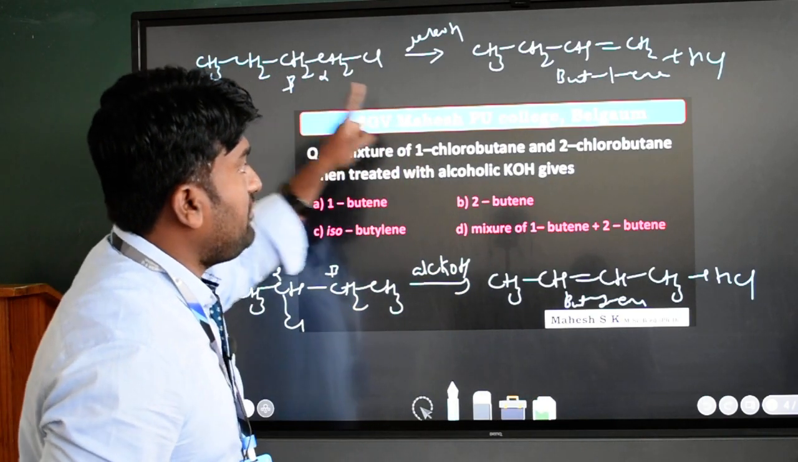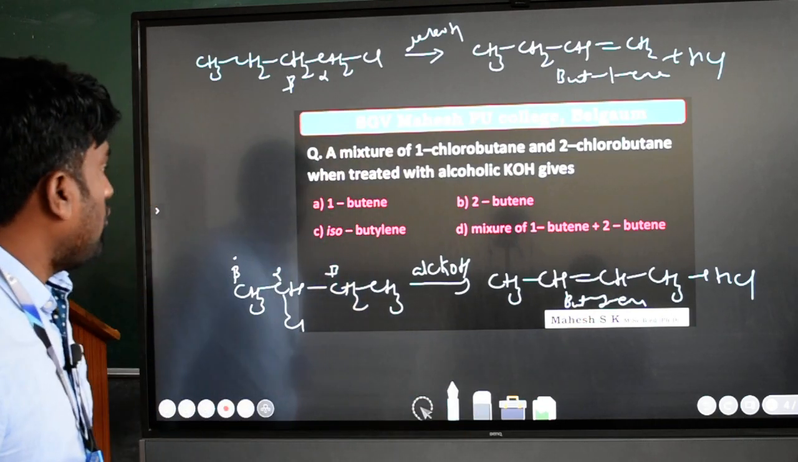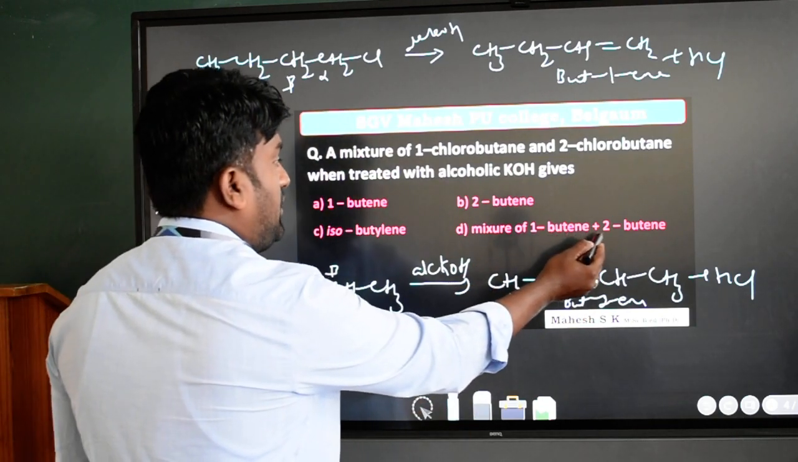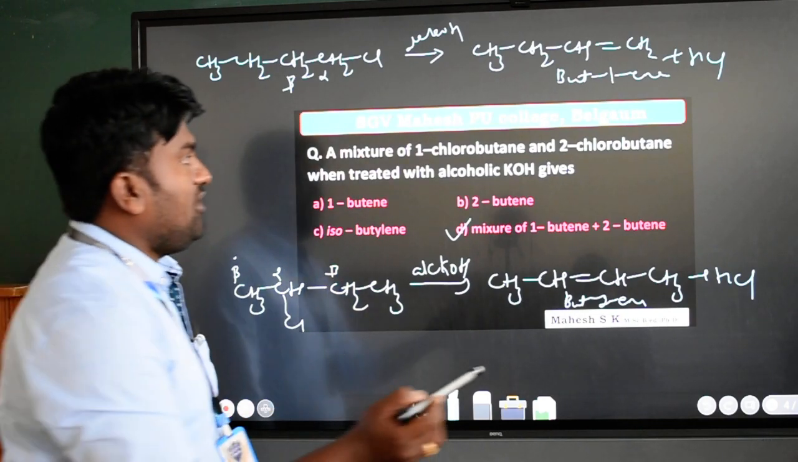With 1-chlorobutane we are getting but-1-ene, with 2-chlorobutane we are getting but-2-ene. Then we can go for the option mixture of 1-butene and 2-butene. That is option D. Then I will go with the next question.